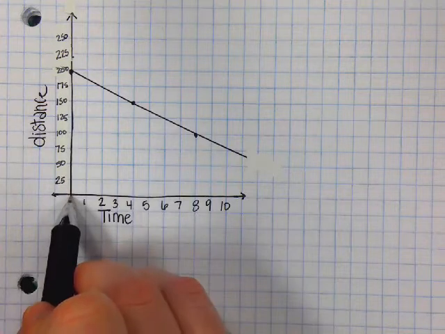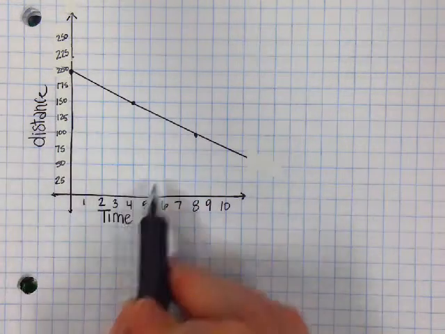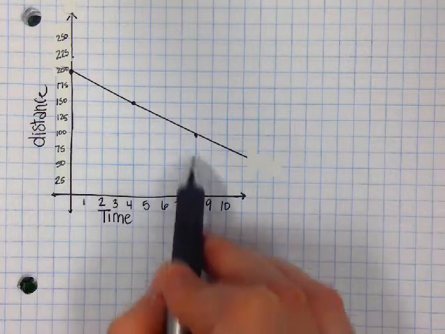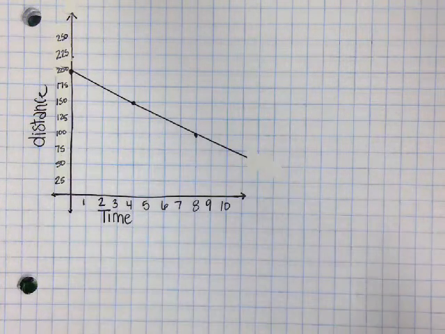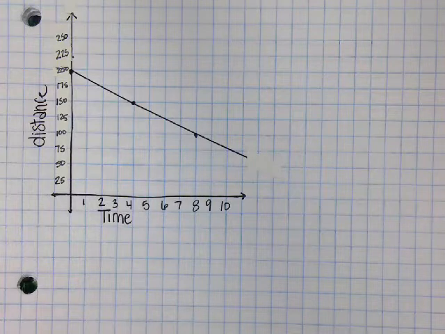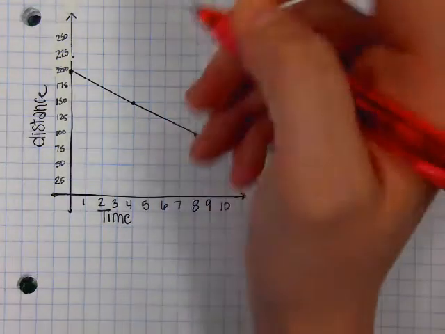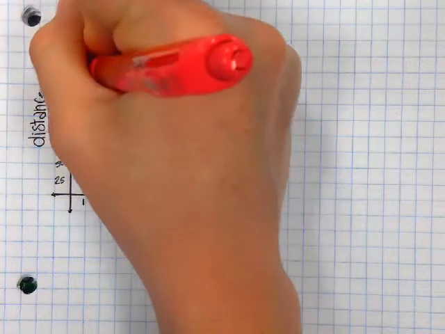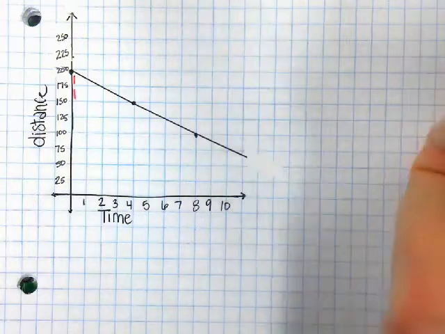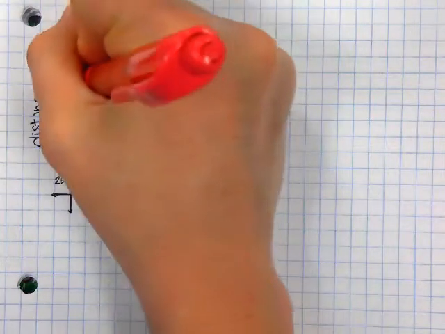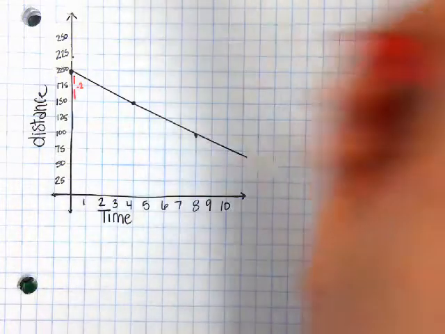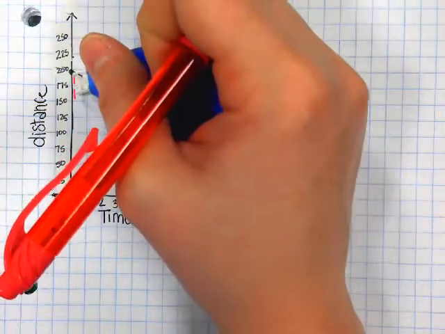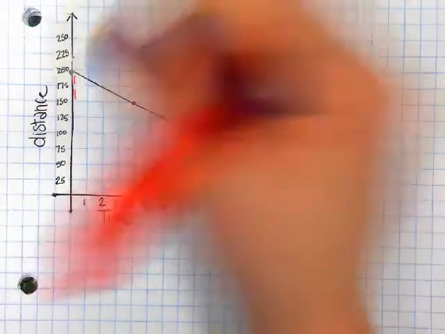Okay, so notice the first point is at 0, 200. The second point's at 4, 150. Next point is at 8, 100. And then it keeps going. So you can use the table if you want, but I'm not going to in this one. Now this is where I always see the mistakes. So this one is going down. It's going down 2 units. But is it really going down 2 units or is it going down 50 units?